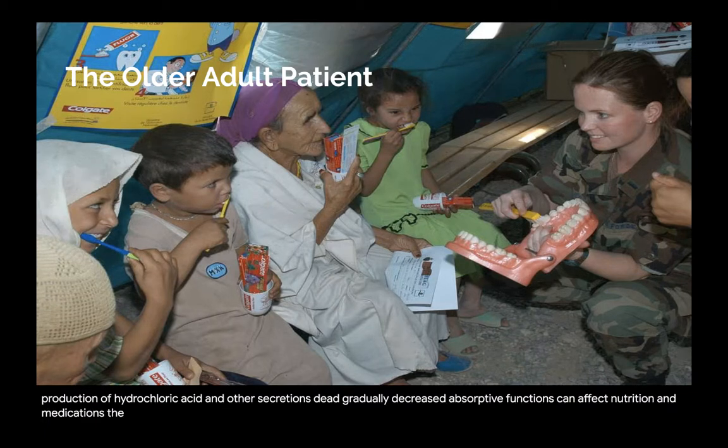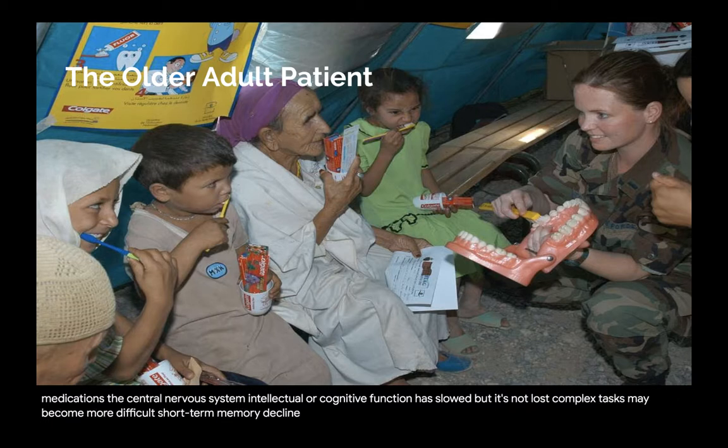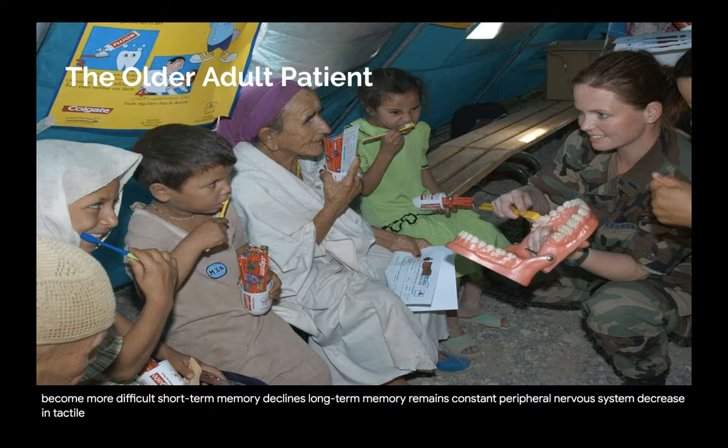The central nervous system: intellectual or cognitive function is slowed, but it's not lost. Complex tasks may become more difficult. Short-term memory declines. Long-term memory remains constant. Peripheral nervous system: decrease in tactile sensitivity, decrease in proprioception, the sense of one's position in space, and risk for falls.